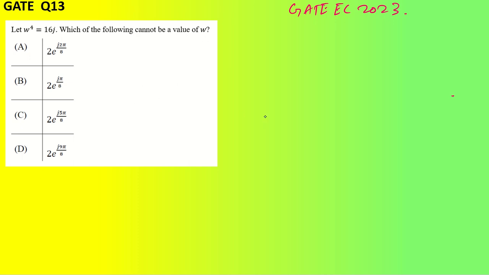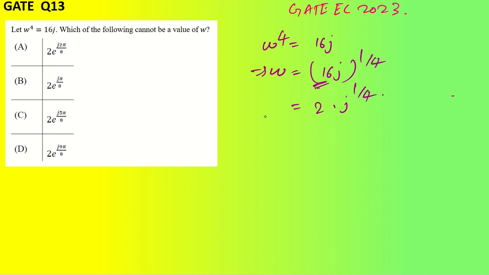So basically you have to first understand W to the power 4 is equal to 16j. So what would be your W? W would be 16j to the power 1 by 4. That can be written as 2 to the power 4, which means it is 2 into j to the power 1 by 4, right?